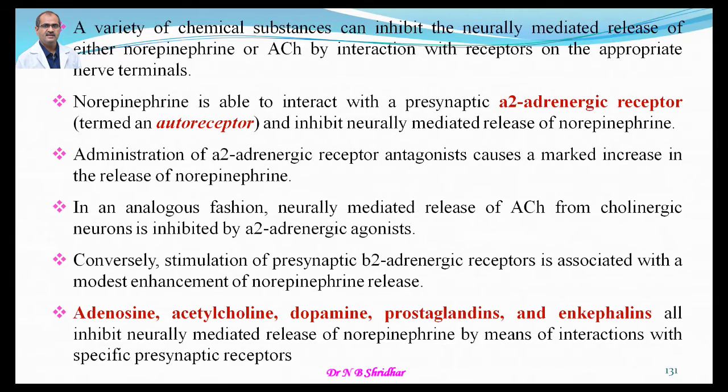Administration of alpha-2 adrenergic receptor antagonists causes a marked increase in the release of norepinephrine, because it is going to stimulate the release of more and more norepinephrine. In an analogous fashion, neurally mediated release of acetylcholine from cholinergic neurons is inhibited by alpha-2 adrenergic agonists.